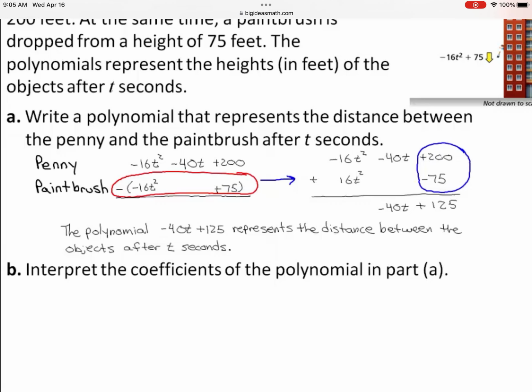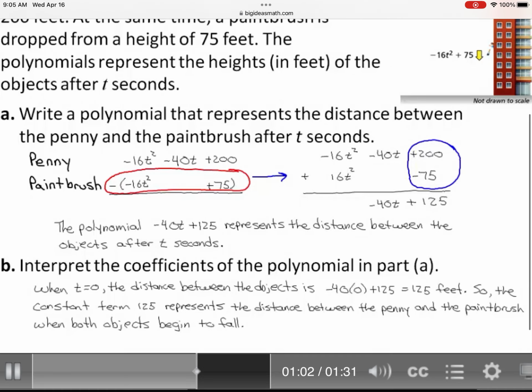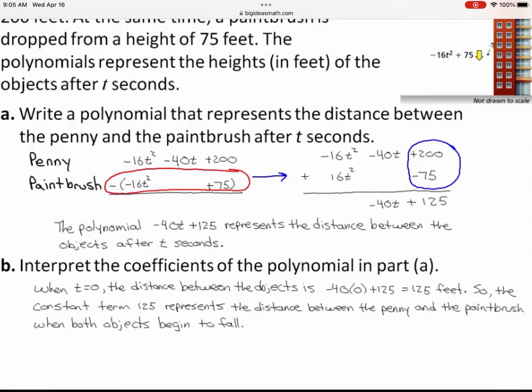Part B. Interpret the coefficients of the polynomial in Part A. When t equals 0, the distance between the objects is negative 40 times 0 plus 125, which equals 125 feet. So the constant term 125 represents the distance between the penny and the paintbrush when both objects begin to fall.